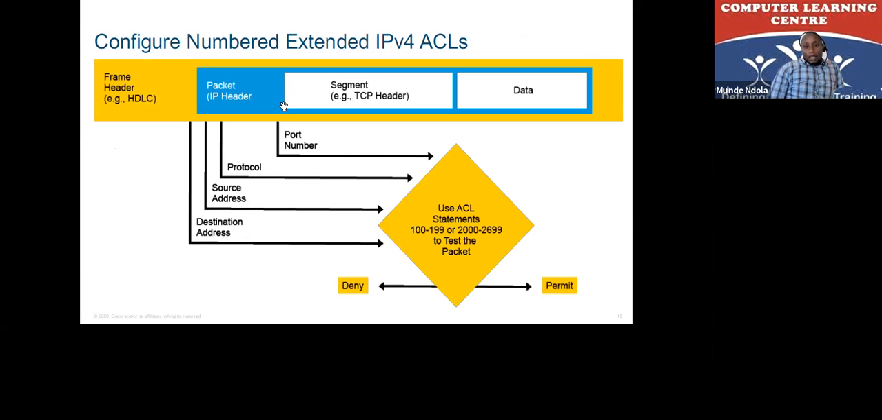Now with the extended access list, what do we look for on the IP header? The router checks for both the source and the destination address, the protocol, then the port number. So it checks on four things: source, destination, protocol, and the port number.